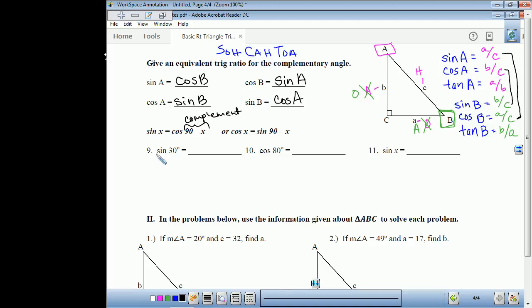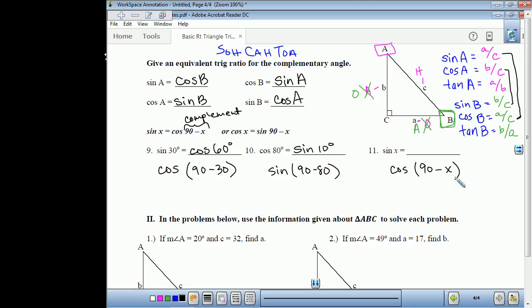So for number 9, it would be sine of 30 is the same as cosine of 90 minus 30. What is 90 minus 30? 60. Well, that's easy. Cosine of 80 would be the same as sine of what? 10. 90 minus 80. And we can see it's true from up here. It has to work. So sine of x is going to be the same as cosine of 90 minus x. Because you can't do anything with the x.